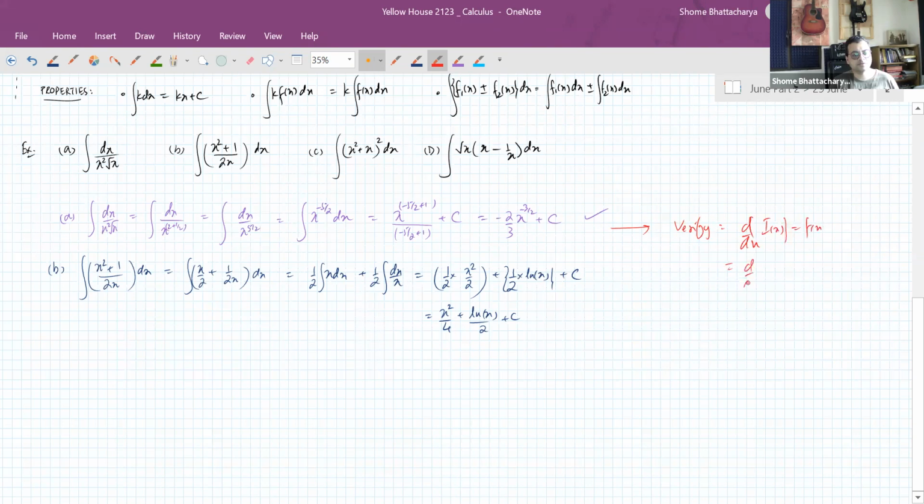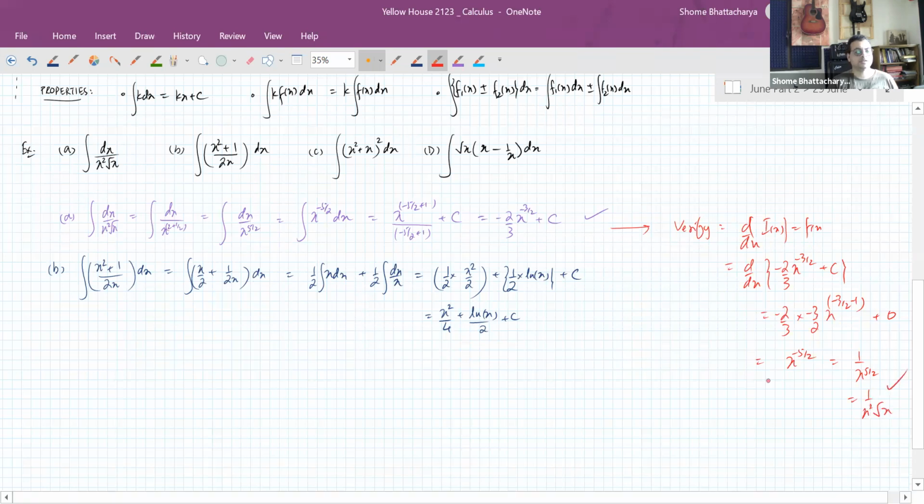So differentiation of, for example, minus 2 by 3 x to the power minus 3 by 2. What does it give us? Let's check. n x to the power n minus 1. So as you can see, this gives us x to the power minus 5 by 2, which is indeed this function. So it checks out. Given that you have enough time to solve the question step by step and even verify your answer, it's actually very difficult to make a mistake in integration.